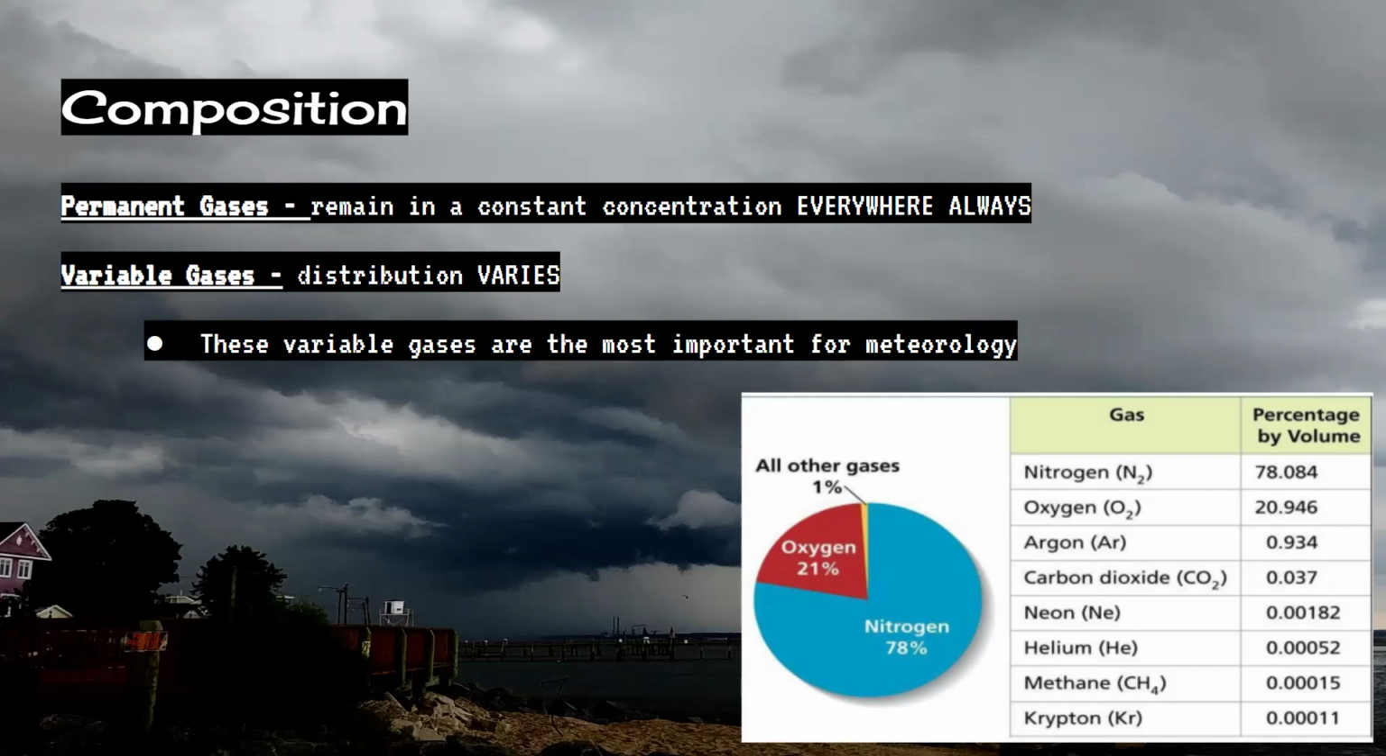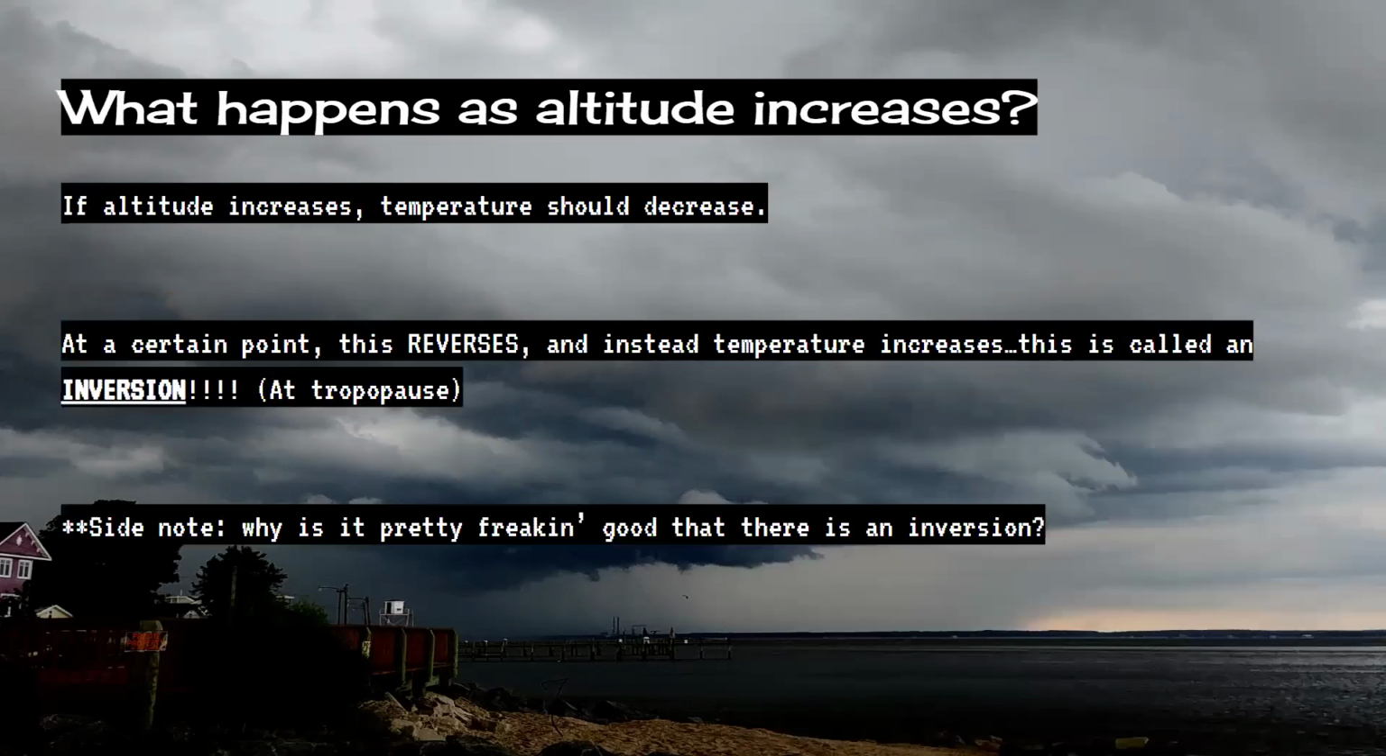But we have two types of gases in the atmosphere. We have the permanent gases that remain in a constant concentration everywhere, always. For the most part, oxygen and nitrogen are those, always that 78 and 21 for the most part. Of course, there's always some slight variability. But the variable gases, these are ones that can vary, and they're the most important for meteorology because their concentration can affect what weather we may get. We'll talk more about that later.